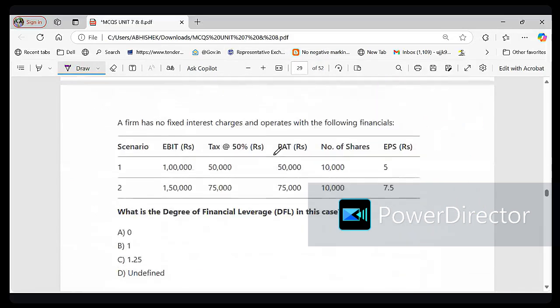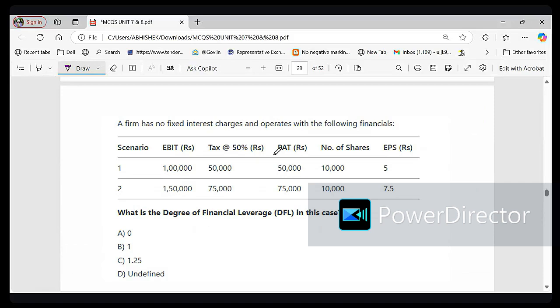Now, friends, let's look at this particular question. Very good question, right? Let's try to answer it. As you can see, we have two scenarios for a company. In scenario number one, EBIT is 1 lakh, tax is 50,000, profit after tax is 50,000, number of shares is 10,000, EPS is 5. In scenario number two, EBIT is 1.5 lakh, tax is 75,000, profit after tax is 75,000, number of shares is 10,000, EPS is 7.5. So the question is, what is the DFL, the degree of financial leverage, in this case?